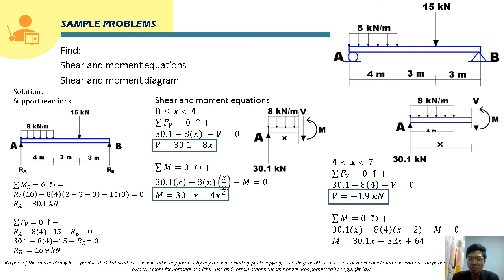So solving for M, this will be 30.1x minus 32x, and then negative times negative will be positive, 8 times 4 times 2, that will be 64. So we can combine this further: 30.1x minus 32x will be negative 1.9x. So this will now be the equation for moment for the second segment. M is equal to negative 1.9x plus 64.